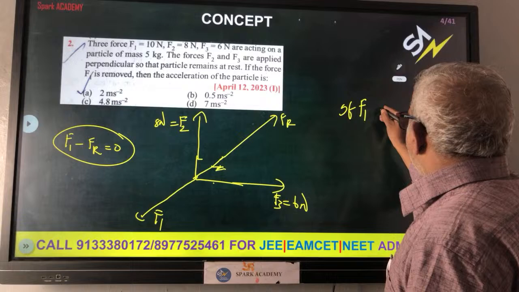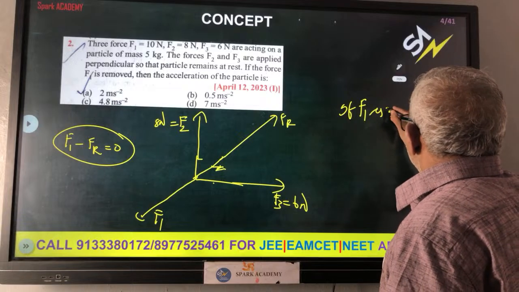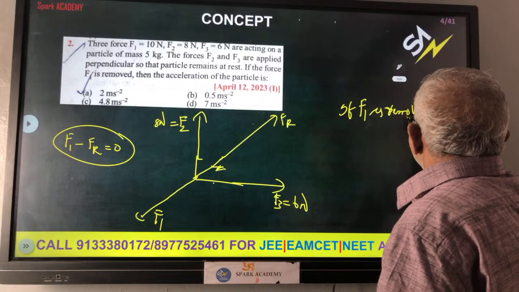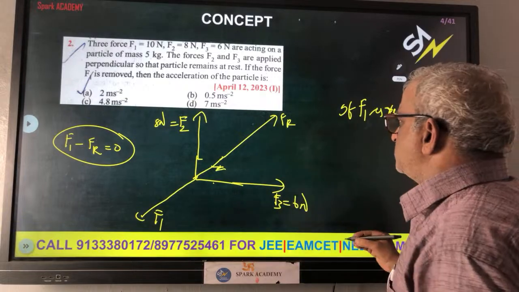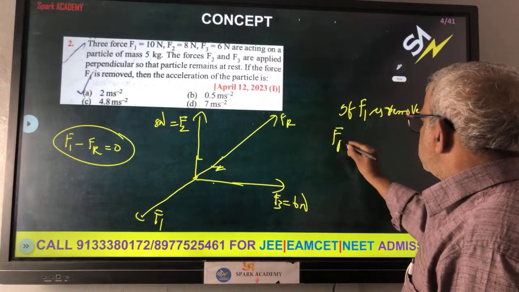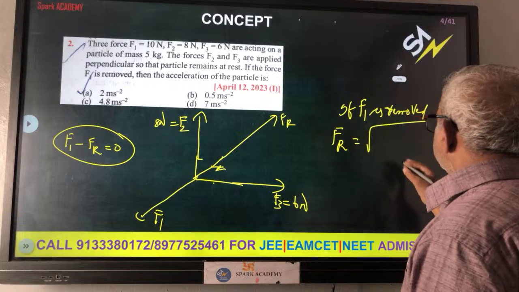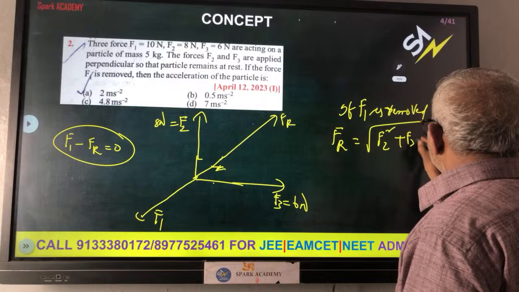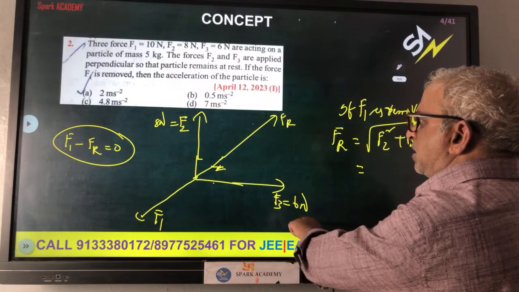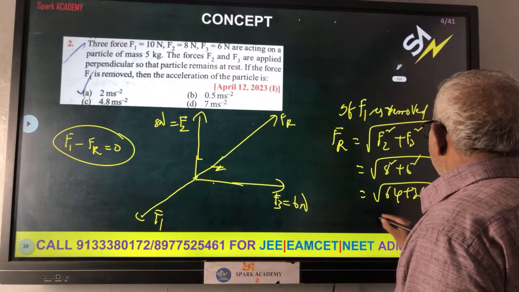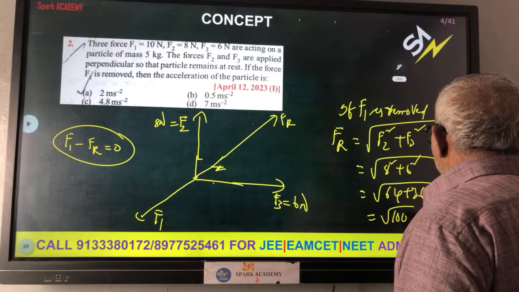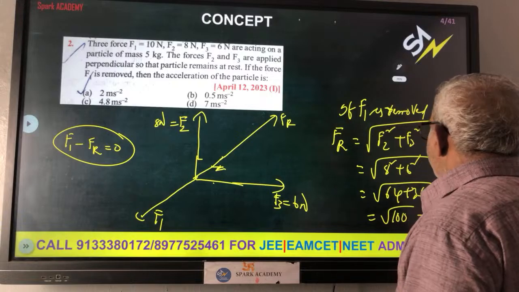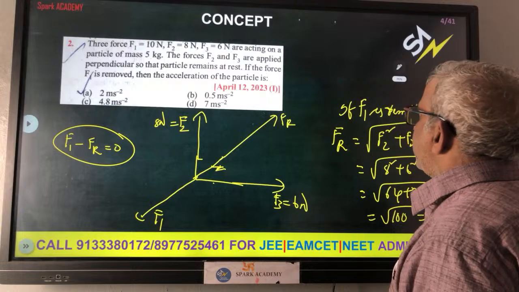If F1 is removed, then the body will move along Fr. How to find Fr? They are perpendicular, so you can use the Pythagorean theorem: F2 squared plus F3 squared, which is 64 plus 36, root of 100. Therefore it will become 10 Newton. The resultant force is 10 Newtons.